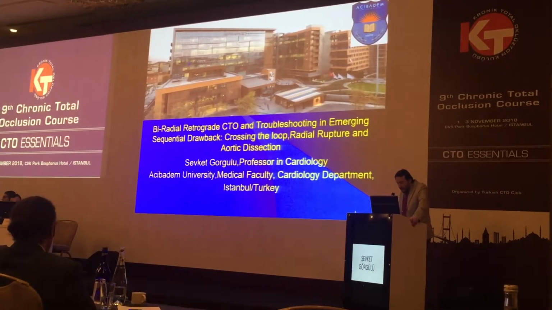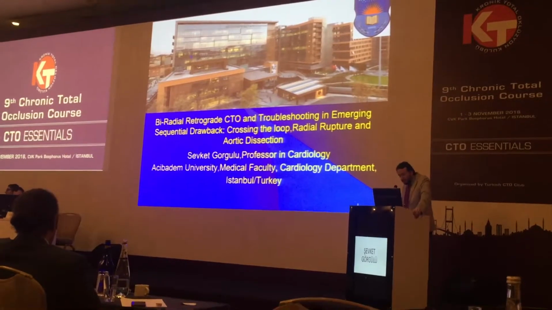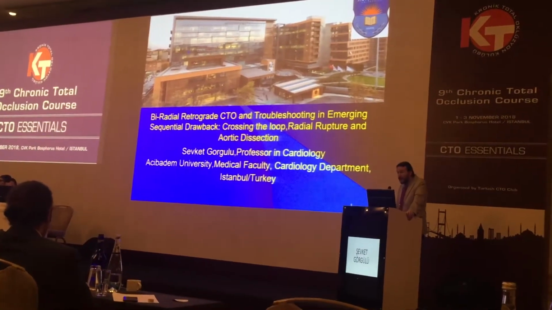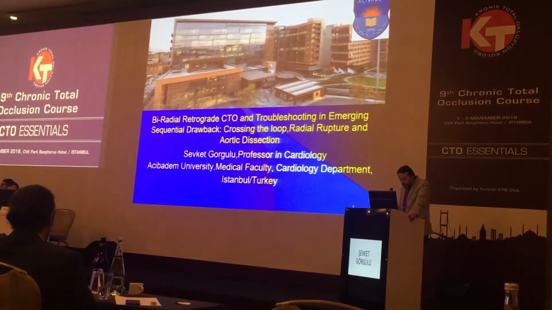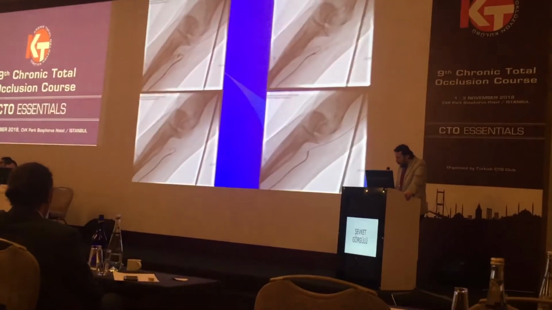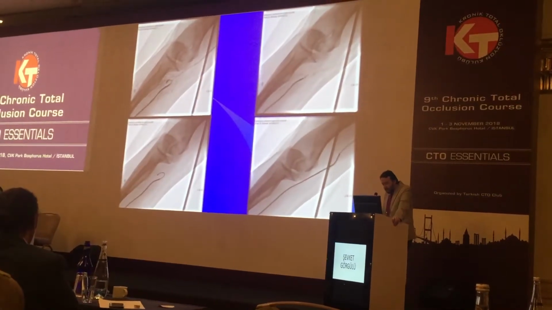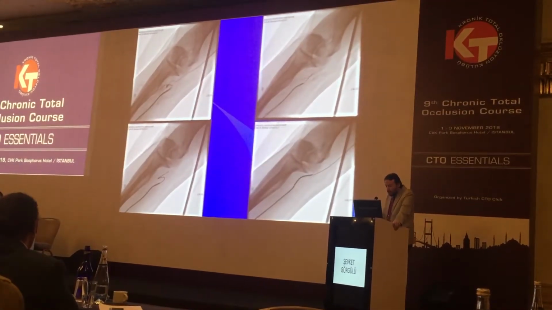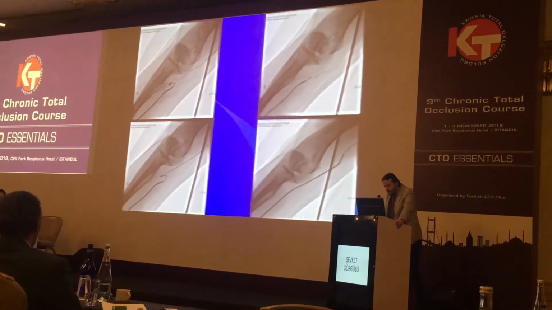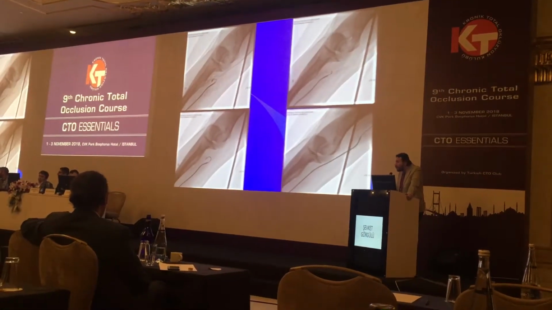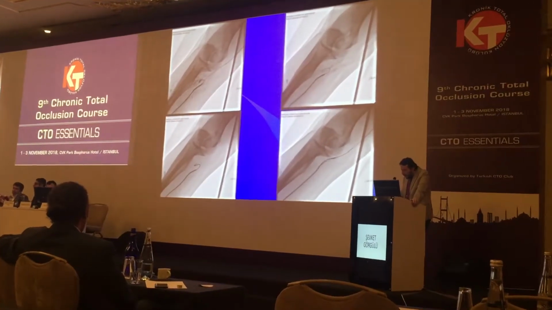This case is the second worst case regarding head trouble during my CTO journey. My number one worst case unfortunately passed away. And here we have a loop here. Firstly, we crossed the loop with a PT2 and a Supercross microcatheter. After the microcatheter crossed the loop, a stiffer wire smoothened the loop.